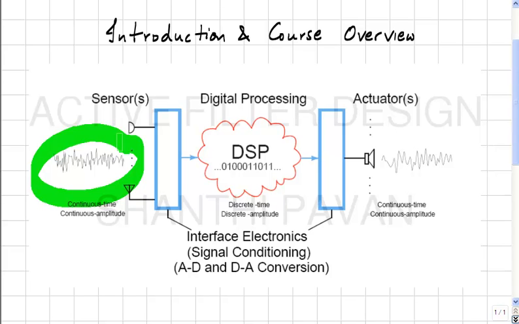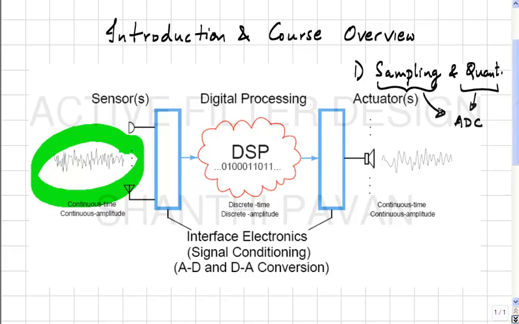Now, the interface electronics therefore includes, one, sampling, right, because you must convert from continuous time to discrete time, and two is quantization. Quantization we have already seen in the ADC class, and so have we seen sampling, right? Sampling and quantization together constitute the analog to digital conversion process, and the reverse happens at the D2A end.